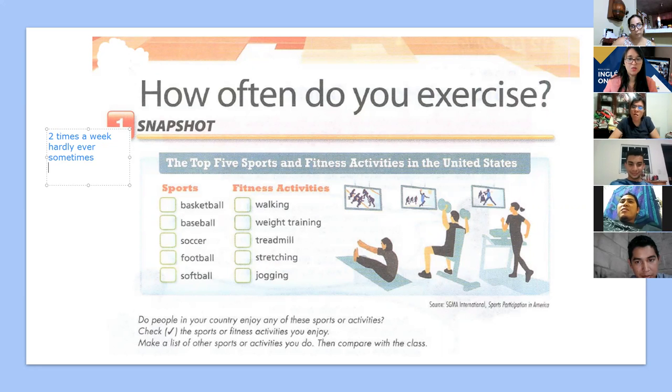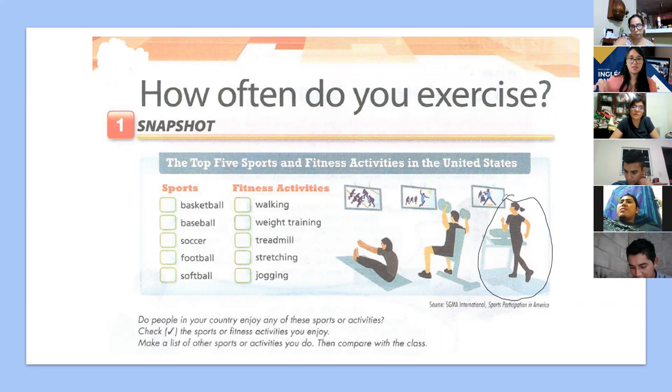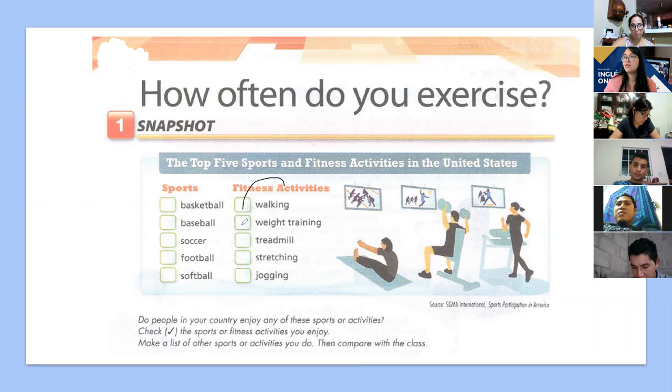What about you, Amanda? How often do you, for example, walk? For example, walk, weight training. Algunos que hacen entrenamiento de pesas, right? Weight training. Tenemos el treadmill. This is the treadmill, right? And usted está walking, en la banda. Walking is caminar. Yes, walking. Almost always. Casi siempre, right? Okay. Thank you, Amanda. What about you, Jonathan? How often, for example, do you practice any of these activities?